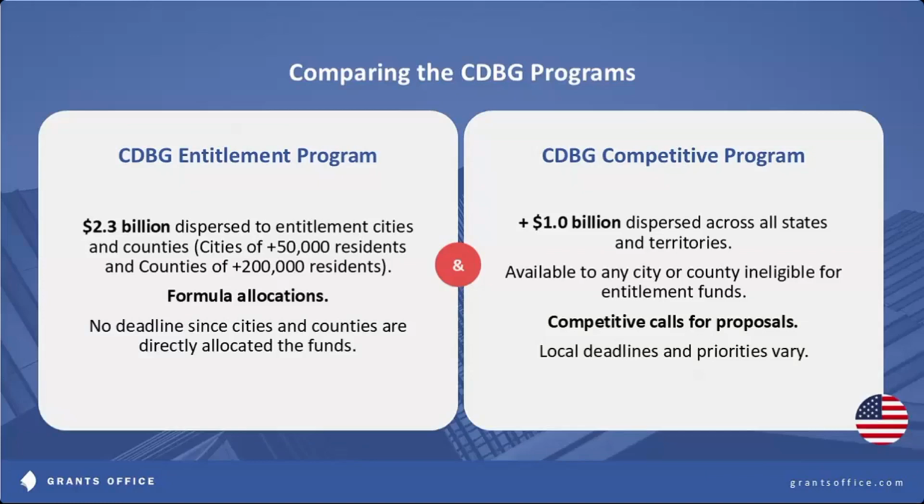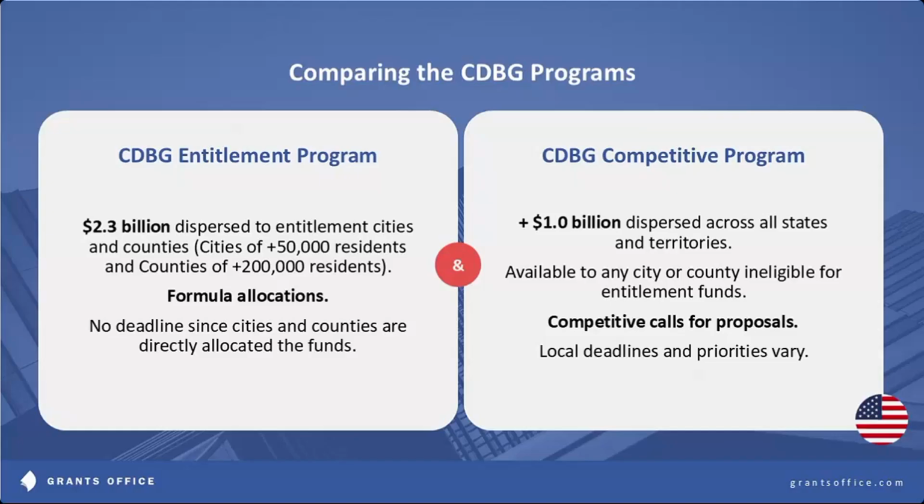So as I mentioned, there are 2 types of programs. You have the entitlement program and then the competitive program. So the entitlement program is going to be cities or counties with at least 50,000 people for cities or 200,000 people for counties. And these cities and counties directly receive funds each year from HUD. And so no deadline exists for that program when they receive these formula funds, and then they choose what to do with these funds, whether it's to help with public services, to construct a new water and sewer facility, and things like that.